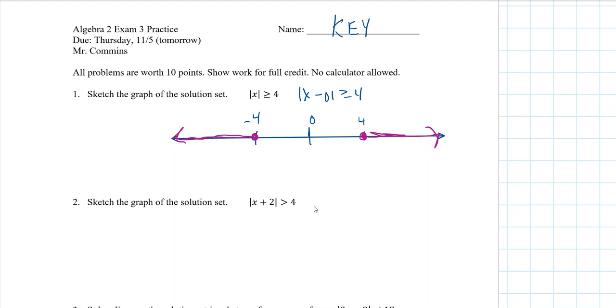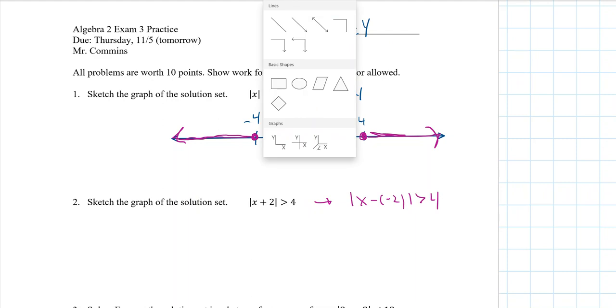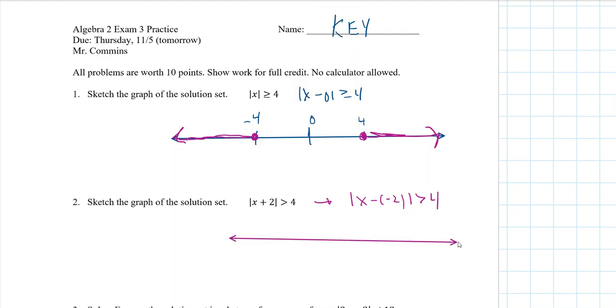All right, the second one, this can be thought of as the absolute value of x minus a minus 2 is greater than 4. So on the number line, the points of interest are minus 2, 2, 3, 4 that way gets us to 2, 1, 2, 3, 4 that way gets us to minus 6. The distance from 2 has to be more than 4, so it's out here beyond 2 or over here beyond minus 6, to the left of minus 6.